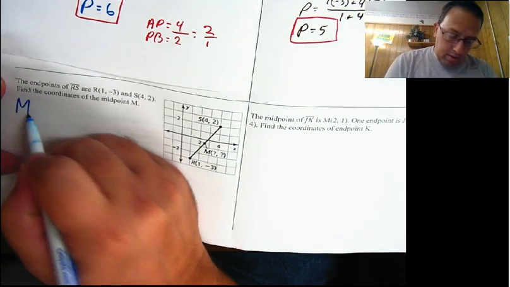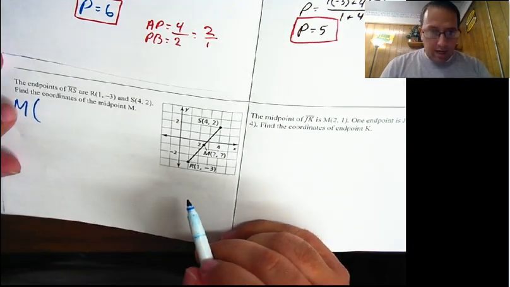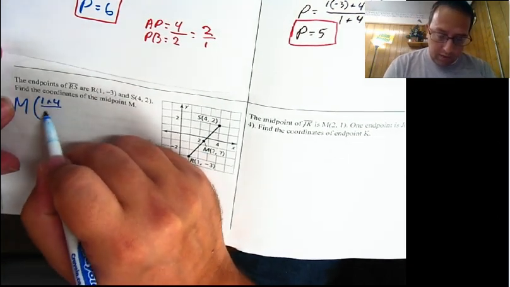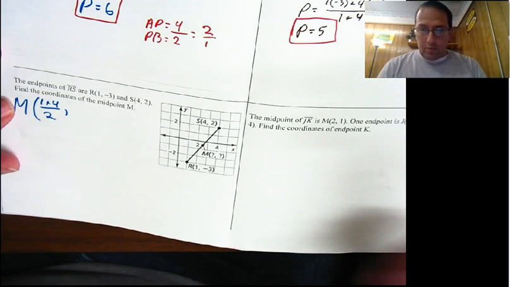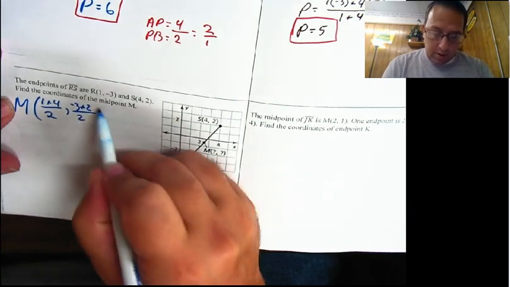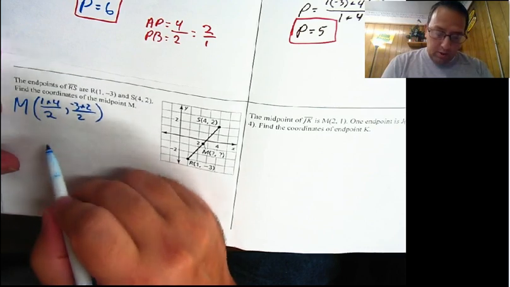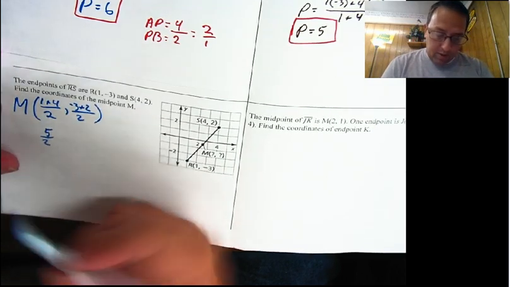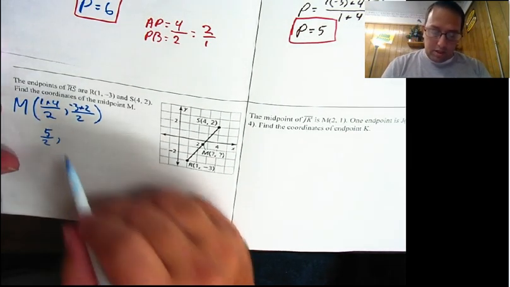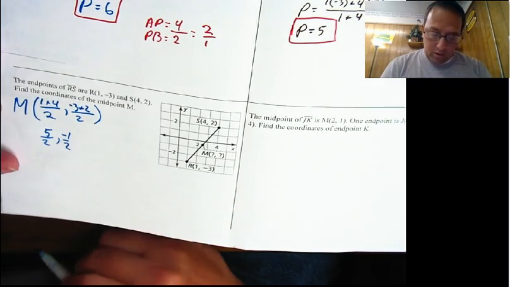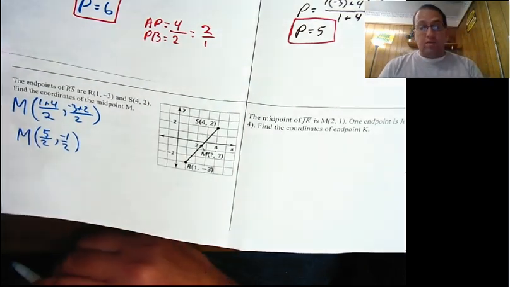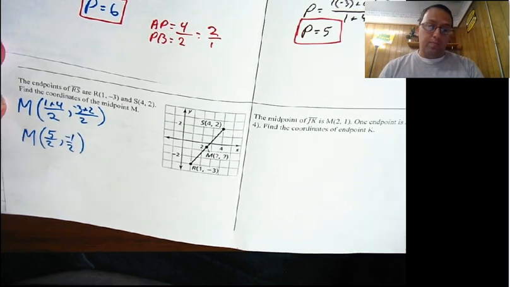That's fine. Midpoint is x plus x, so 1 plus 4 divided by 2, and then y plus y, so -3 plus 2 divided by 2. Well, let's see. 1 plus 4 is 5 divided by 2, that's 5/2. -3 plus 2 is -1 divided by 2. Neither one of those simplifies, so we can call that our answer: 5/2 and -1/2.